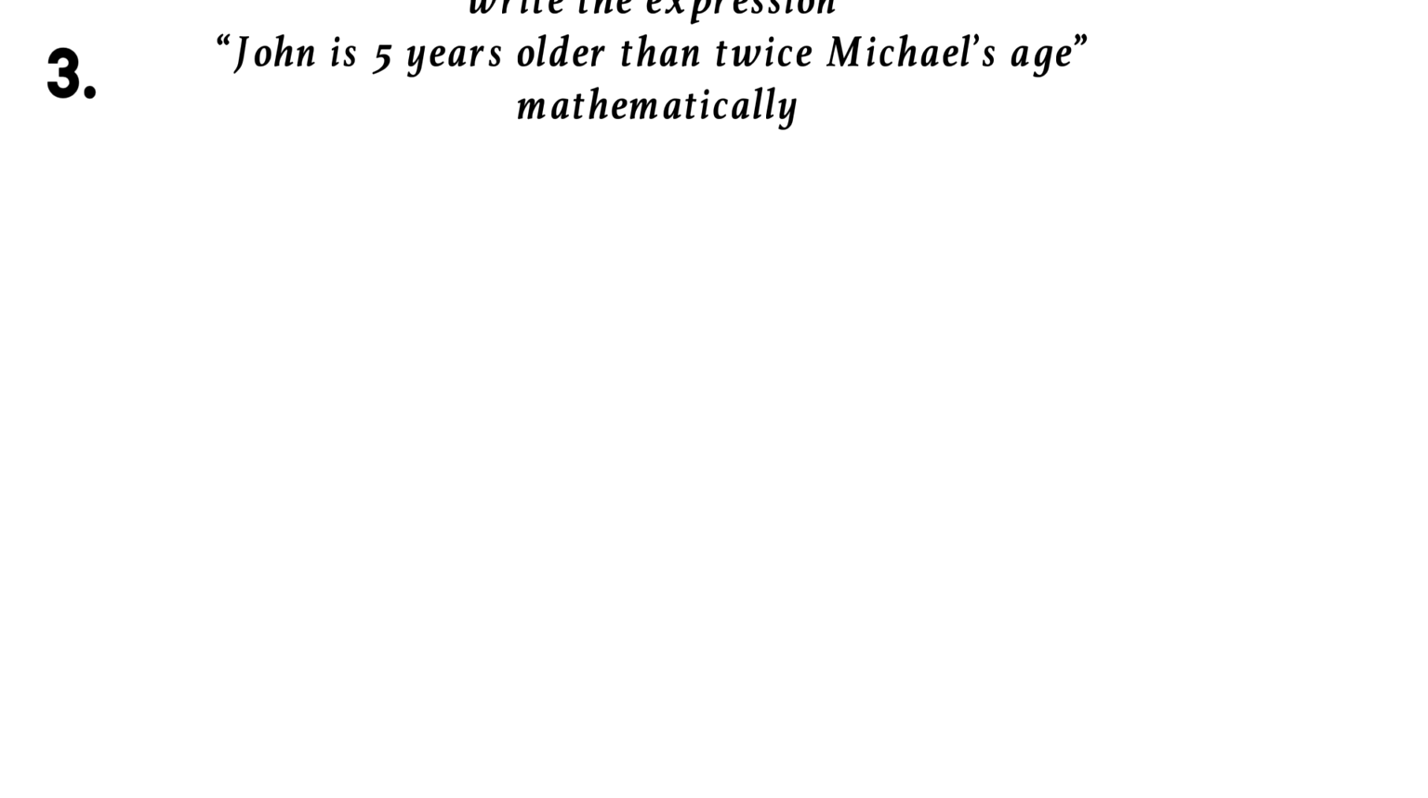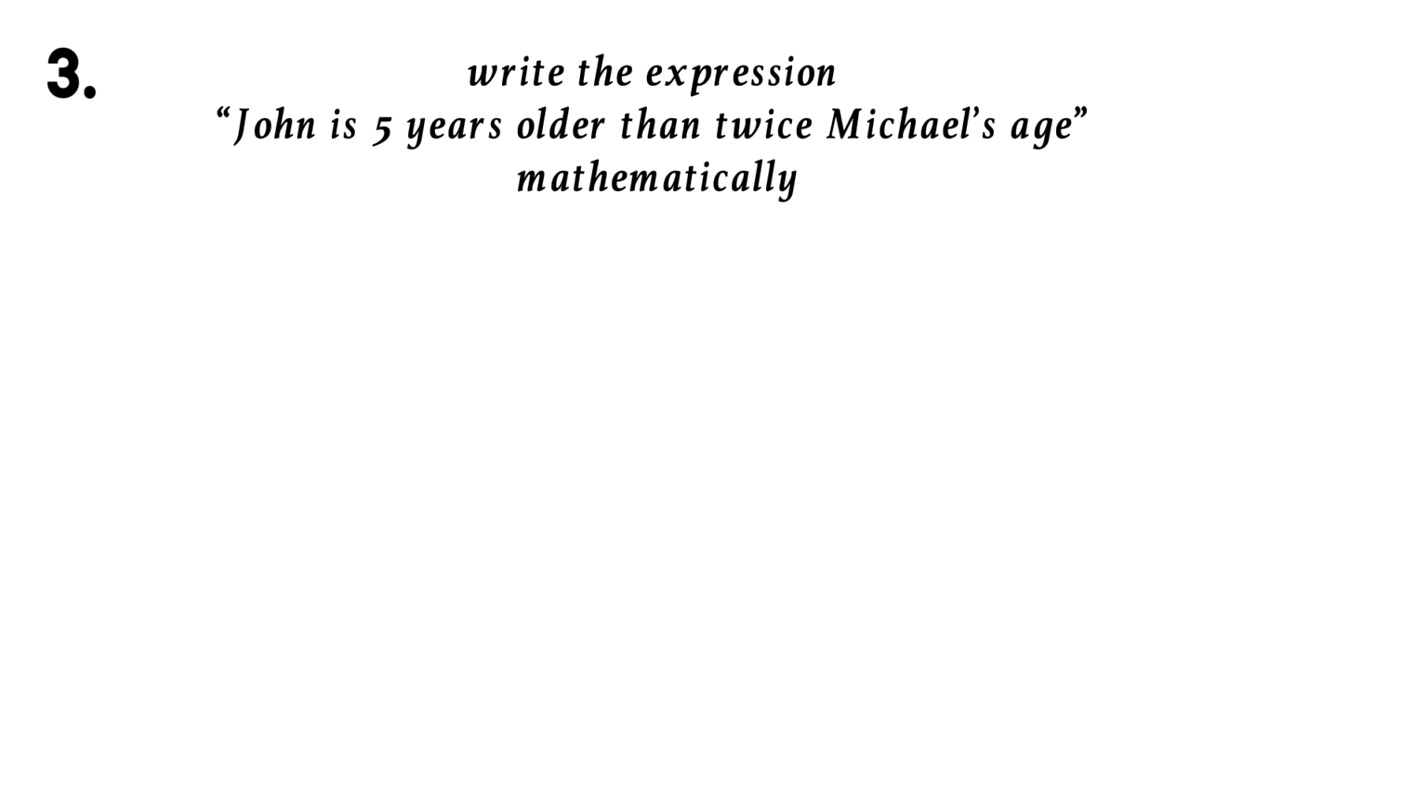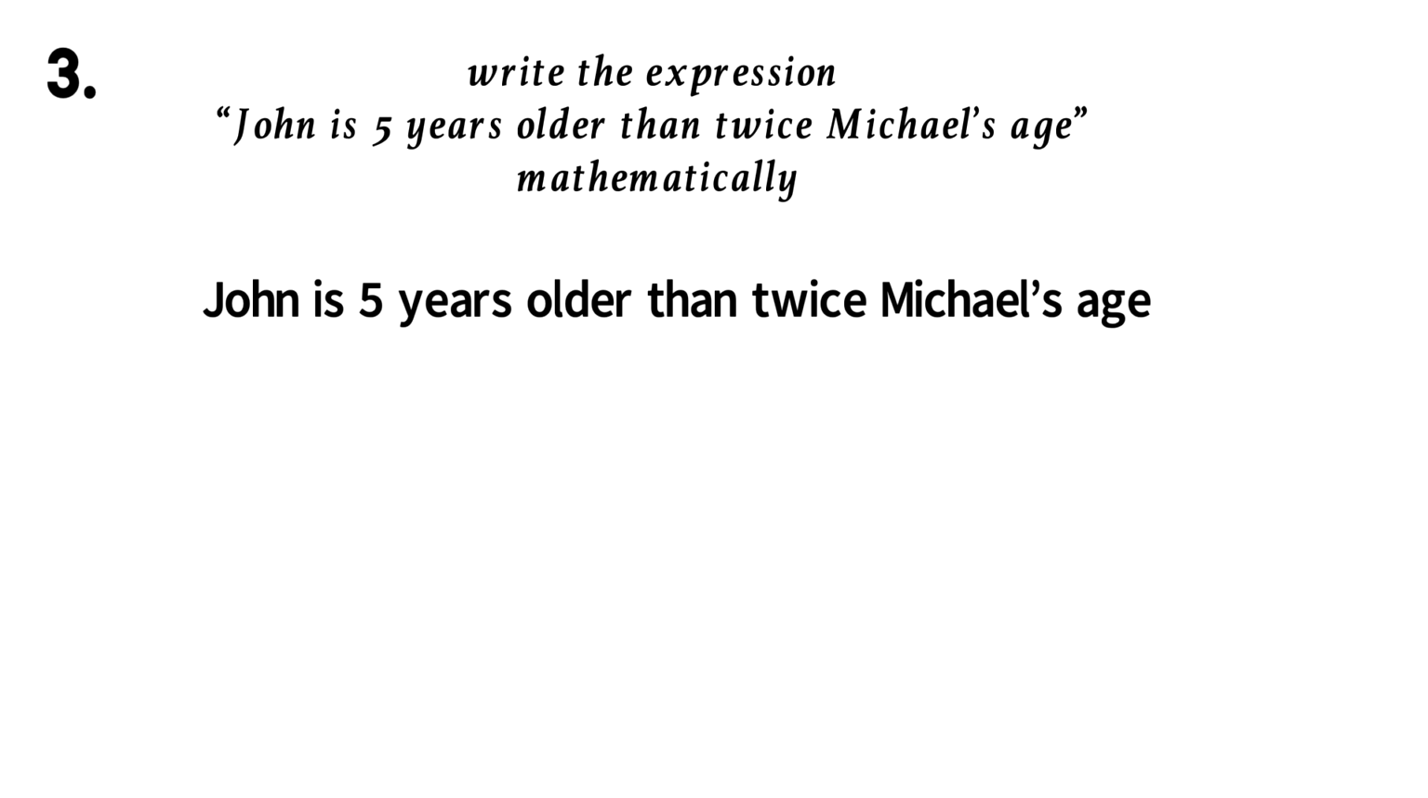Question 3. We are writing the expression, John is 5 years older than twice Michael's age, mathematically. Let's write the expression here so we can easily work with it. Translation of expressions is very common on the GED. We will just solve this question and add a link in the description where you can get more information to master it. Please check it out.